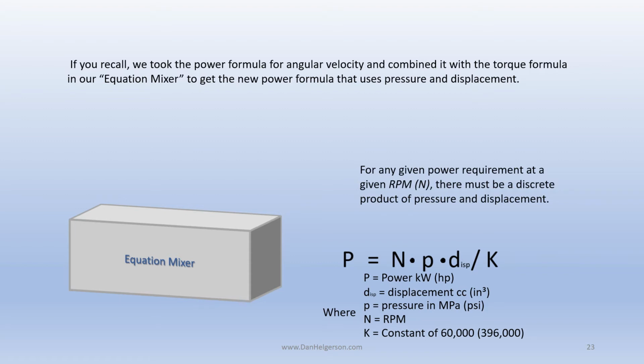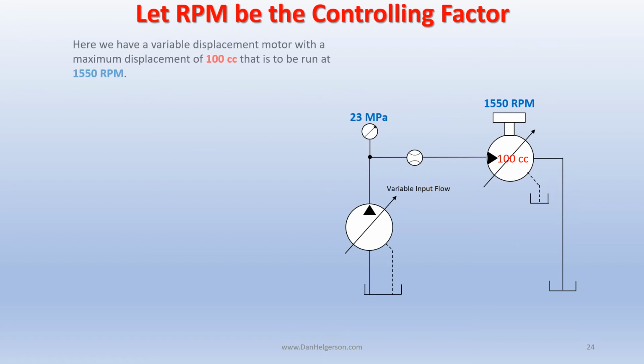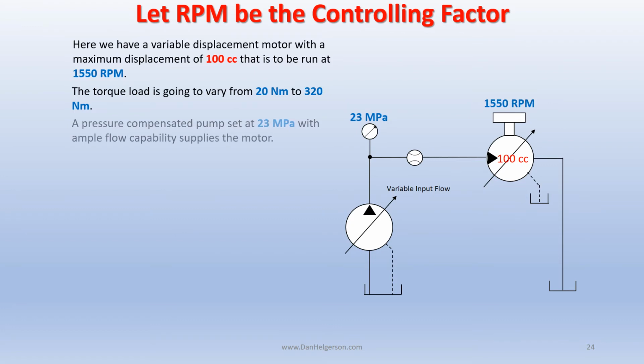For any given power requirement at a given RPM, there must be a discrete product of pressure and displacement. Here we have a variable displacement motor with a maximum displacement of 100 cc's that is to be run at 1550 RPM. The torque load is going to vary from 20 Newton meters to 320 Newton meters.